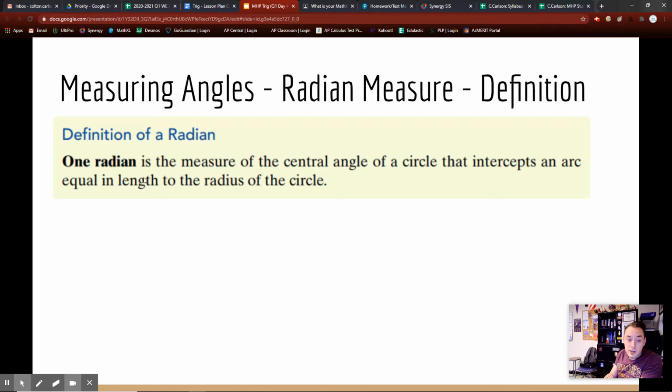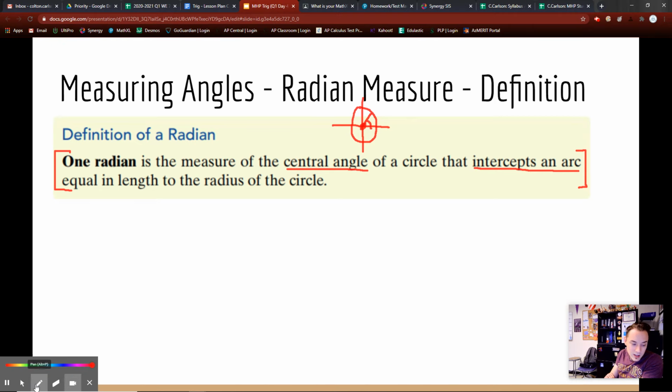Another way to measure angles is what we call radian measure. This is completely brand new. And this is a very, very important definition. Okay, 1 radian is the measure of the central angle. If you don't remember what a central angle is, this is the XY plane on a circle. Let's just say this is theta right here. Notice how this is the central angle. Okay, you remember that from geometry? The central angle of a circle that intercepts an arc. What's an arc? An arc equal in length to the radius of the circle.